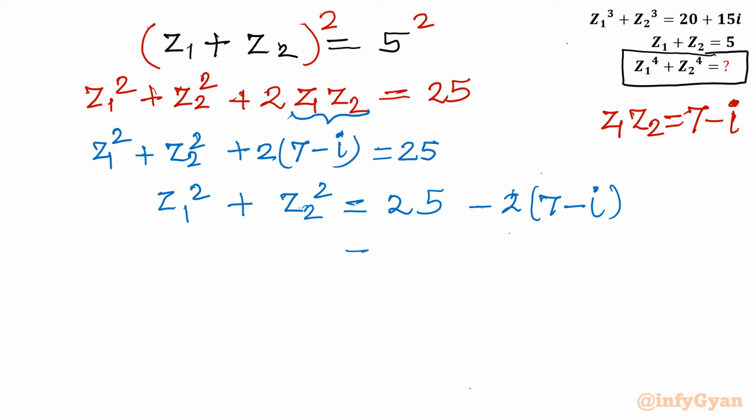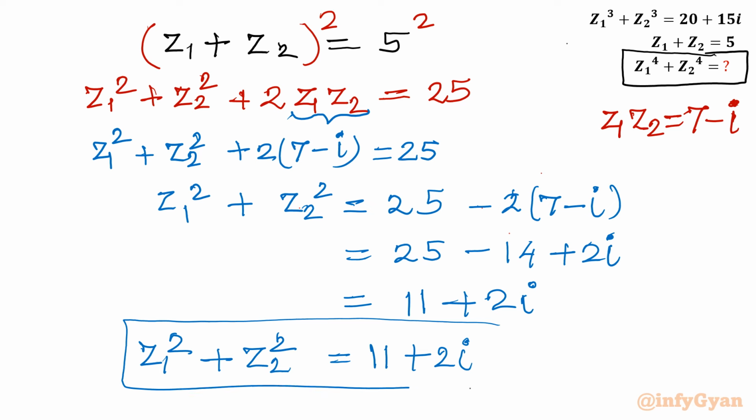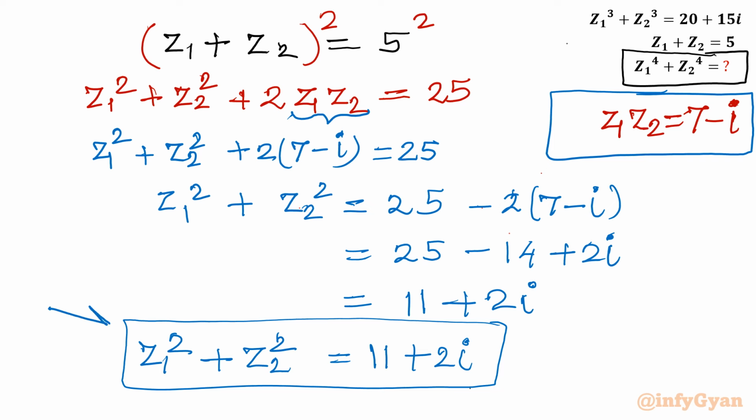Now I will simplify my RHS: 25 minus 14 plus 2i. Then 25 minus 14 would be 11 plus 2i. So z1 square plus z2 square is equal to 11 plus 2i. So far we have calculated two equations. This one is first, z1 z2 equal to 7 minus i, and here it is second, z1 square plus z2 square is equal to 11 plus 2i.